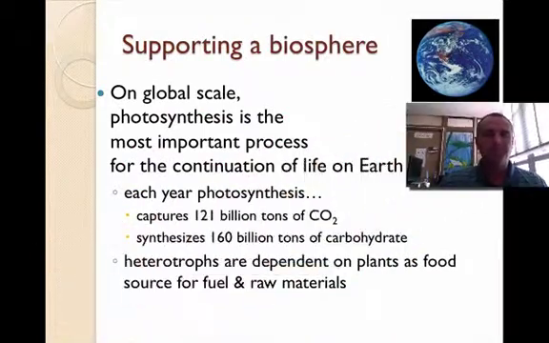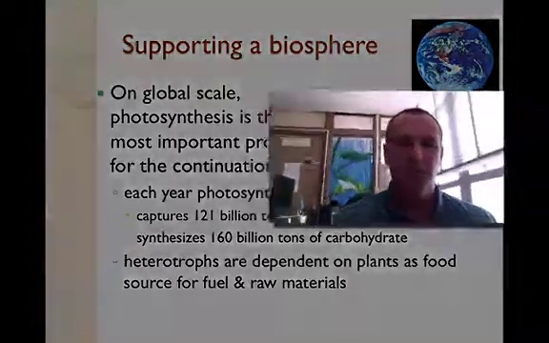Okay? So, basically when we talk about photosynthesis and cellular respiration, photosynthesis is the most important process on Earth. It's what keeps life going. I put down here, each year photosynthesis captures 121 billion tons of carbon dioxide. That's a lot. And it synthesizes 160 billion tons of carbohydrates, food. So, heterotrophs are very dependent on plants for food, as a source for fuel, but also as raw materials. So just realize that even though we're animals, we also are very reliant on photosynthesis to occur.